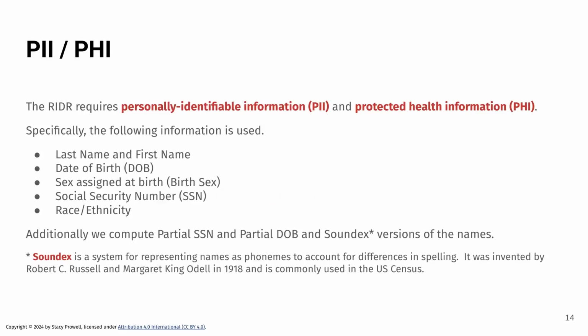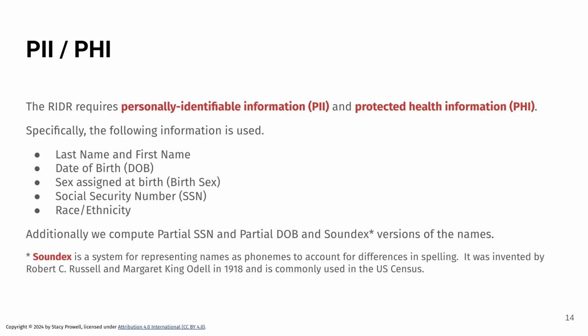So, the RIDR process requires two things. It requires personally identifiable information. I have to be able to say, you are this Bob Smith. Not just any Bob Smith, but this particular Bob Smith. And I have to have your protected health information, because I then also have to know what your diagnosis is and other information like that. I have to have both PII and PHI.